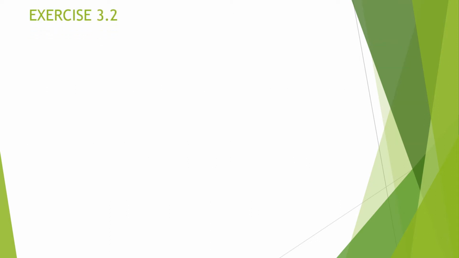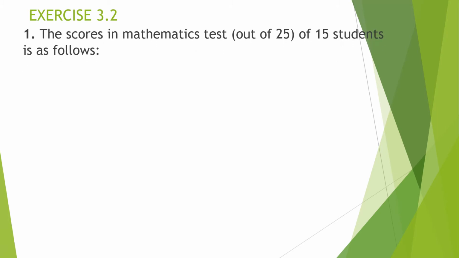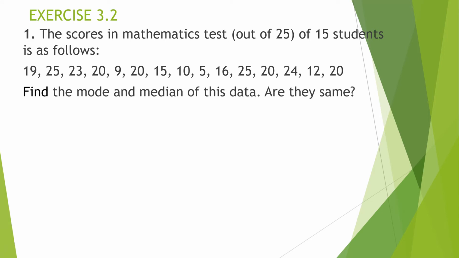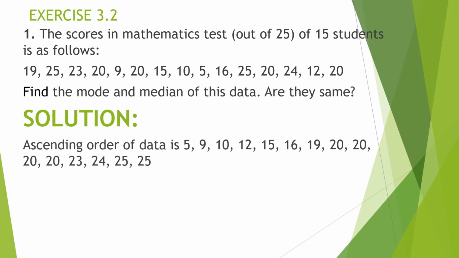Now we can move to exercise 3.2. Our first question: the scores in a mathematics test out of 25 of 15 students are given. Find the mode and median of this data. Are they the same? First we arrange the given data in ascending order. The ascending order of data is written here. Now we can find the mode. Here 20 occurs 4 times, so the mode of the data is 20.